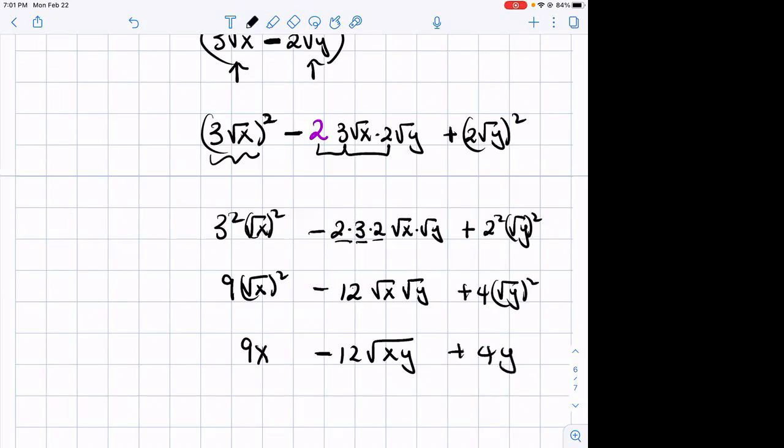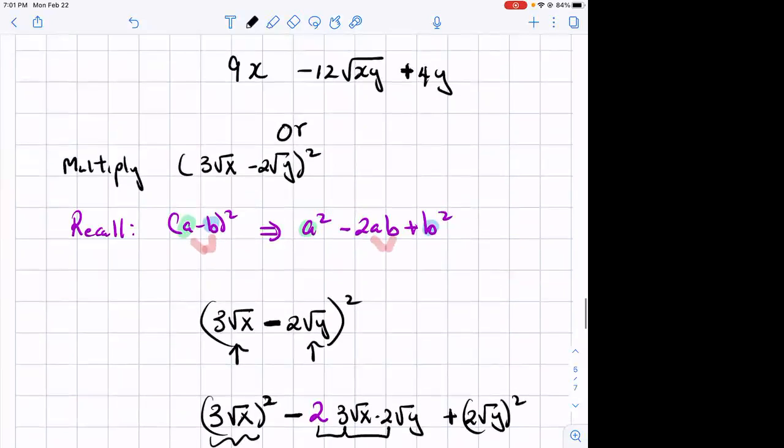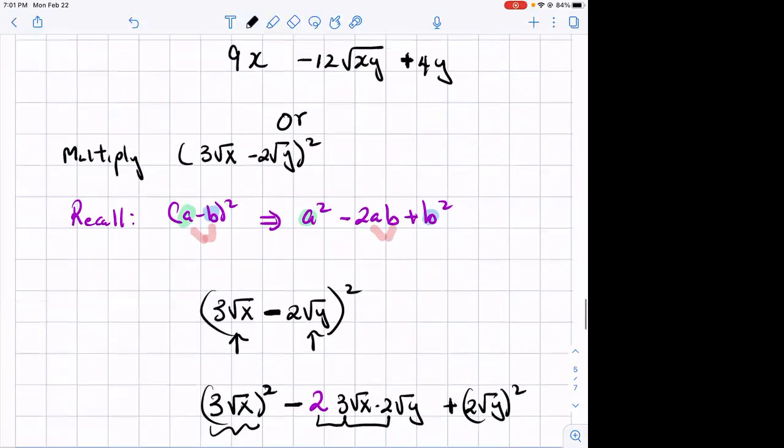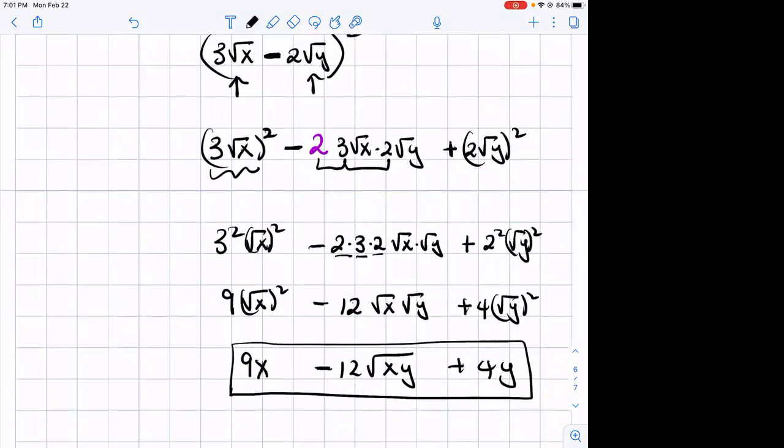as 4y. So notice that this answer is the same as the answer we had above, right? 9x minus 12 root xy plus 4y. So you could apply the formula if you choose to do so. There's nothing bad about it. That's always something you can do.